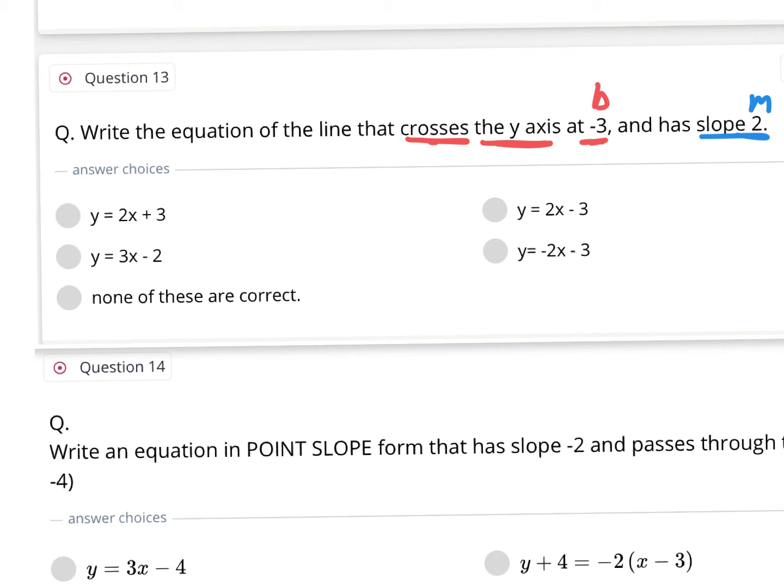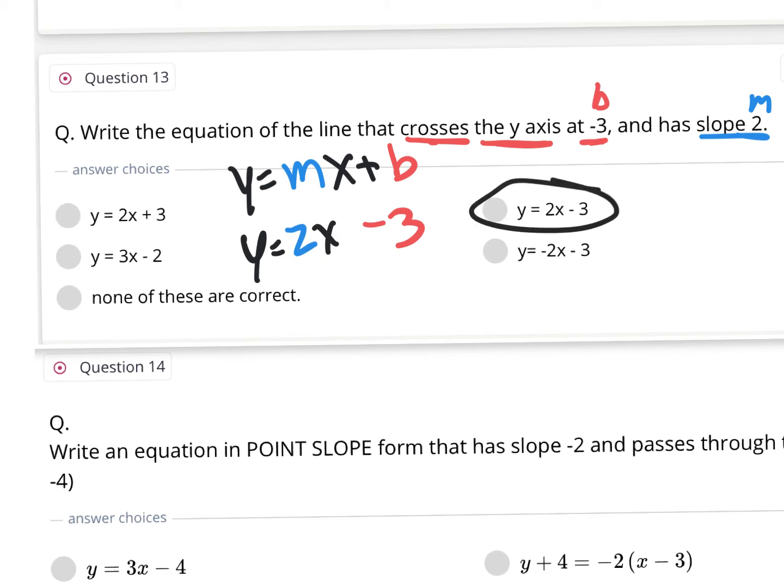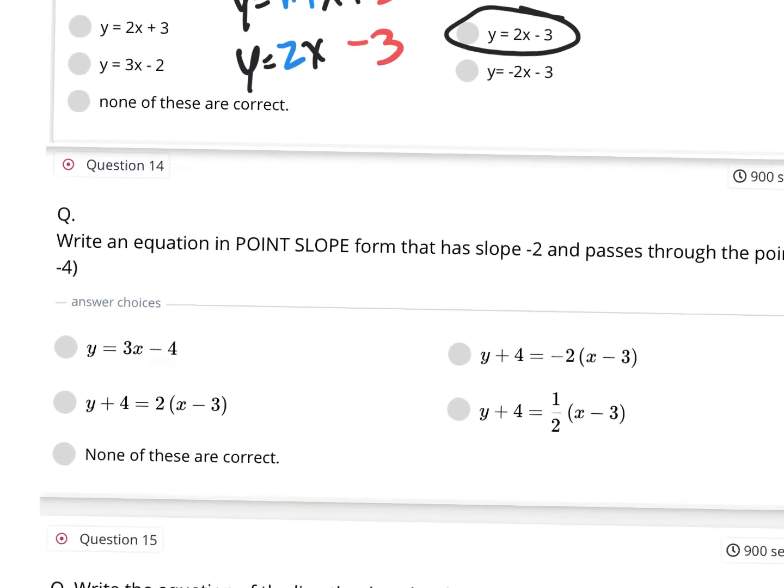So y equals mx plus b is what it is. And of course, y equals the m value of 2 plus -3. And you know what? You don't even need that plus sign. You could just say y equals 2x, I forgot the x, y equals 2x minus 3. So there's your answer, y equals 2x minus 3.